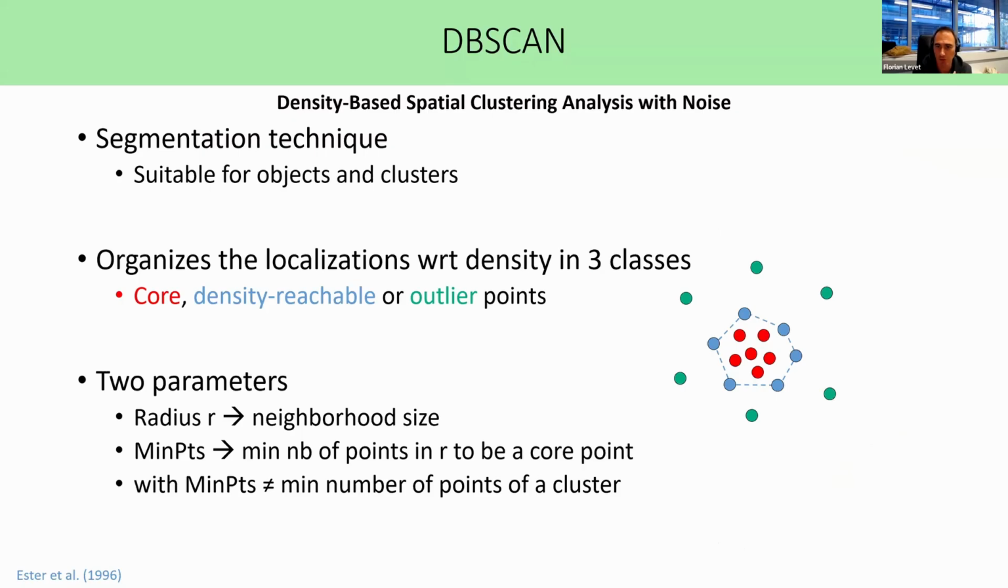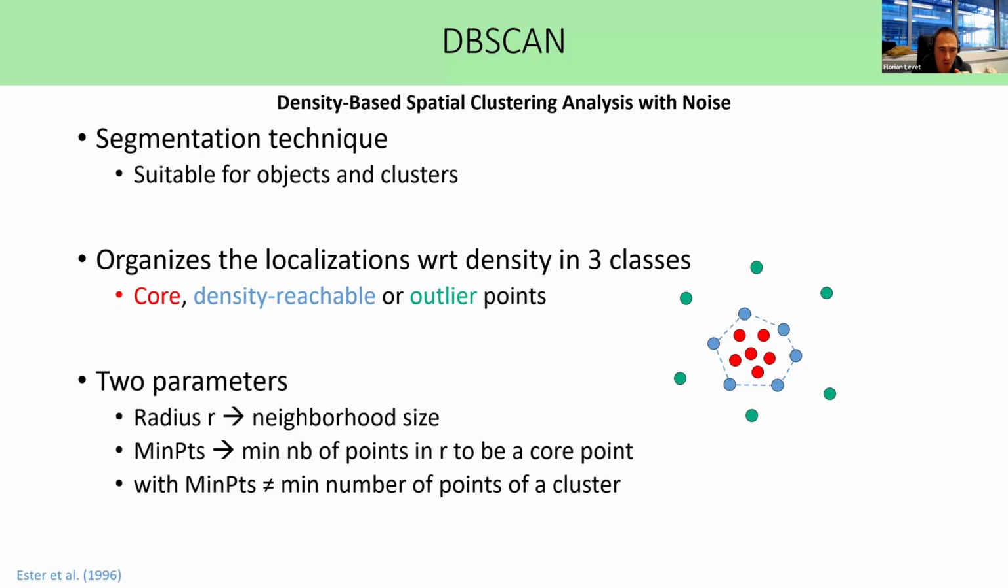Then we can go to the segmentation technique, and the one that is the most used in the field is DB-scan, so density-based spatial clustering analysis with noise. So it's a segmentation technique. It's suitable for segmenting object and clusters because it's only dependent on the threshold that you will use. It organizes the localization with respect to density in three classes: core points, density reachable points, and outlier points. And I will give some example after.